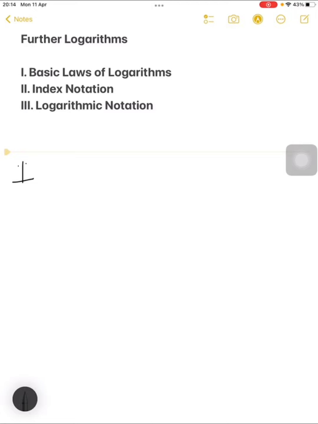In this lesson, I'm going to introduce you to further logarithms, and we are going to look into basic laws of logarithms, index notation, and logarithmic notation expressions. So we basically have three laws.